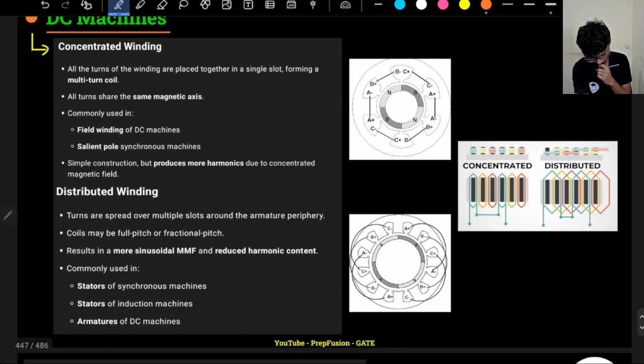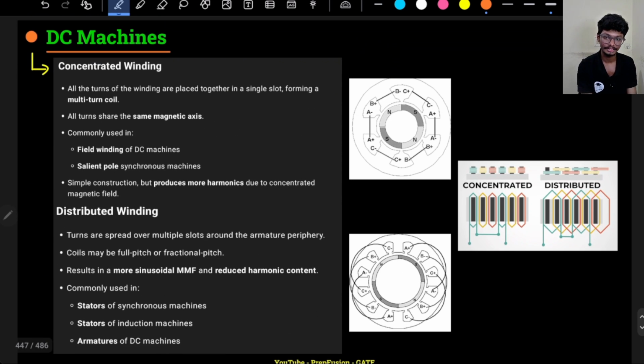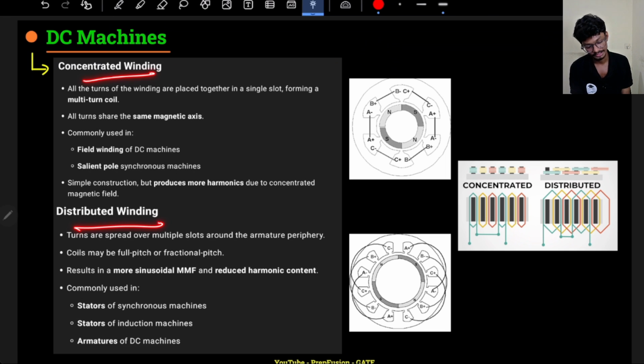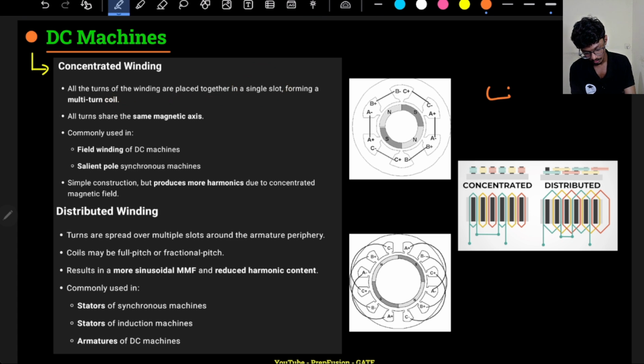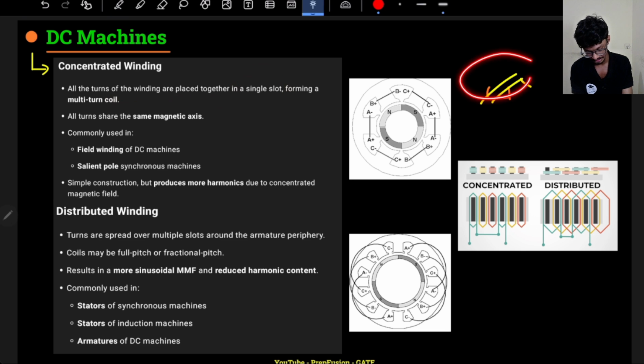Okay, so now let's come to the next topic, that is concentrated and distributed winding. Again, I have explained this in DC machines. In concentrated windings, all turns of the windings are placed together in a single slot. In the same slot, all the turns of a coil side will be placed together in a concentrated winding. I hope you remember what is number of turns.